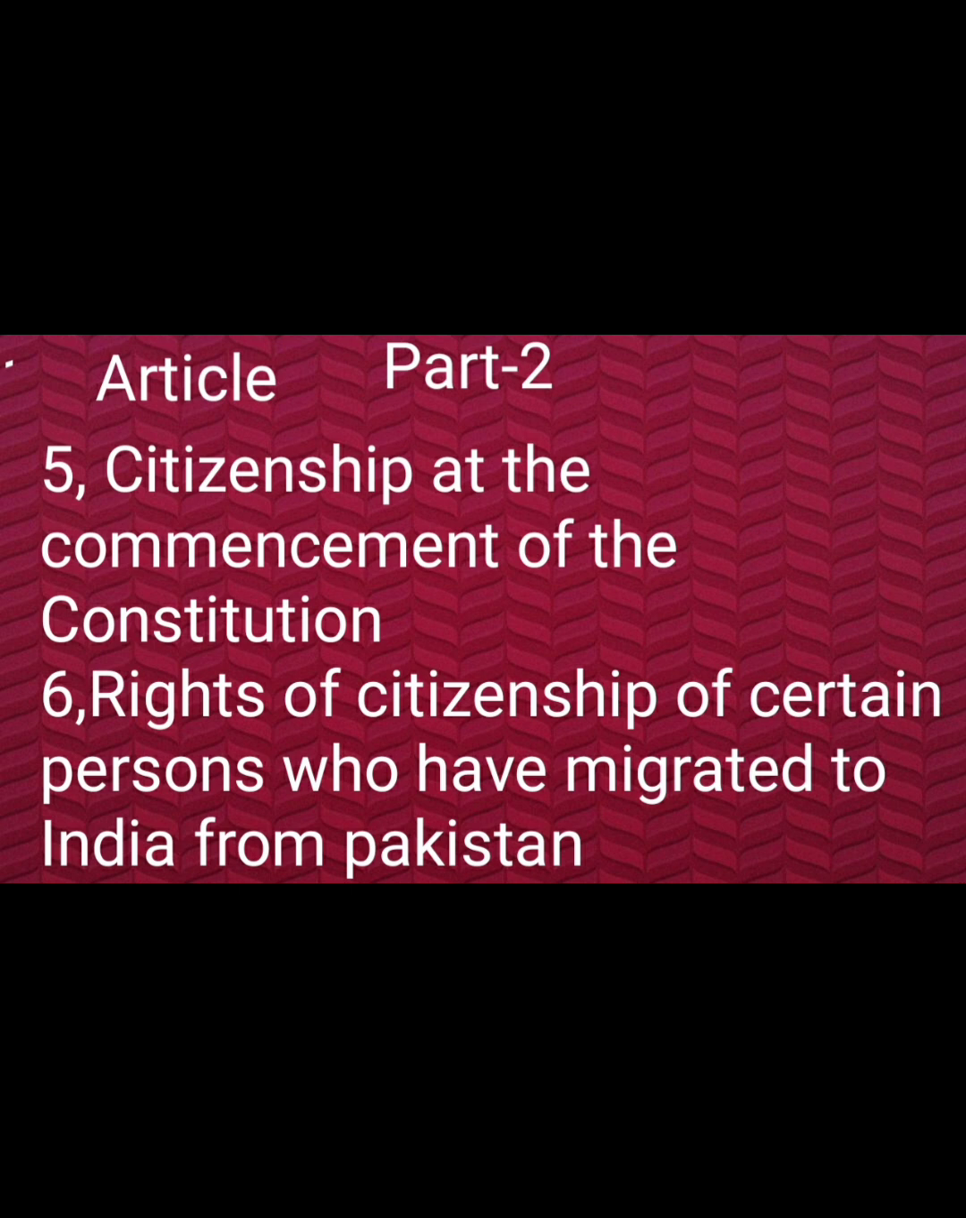Article 5. Citizenship at the commencement of the Constitution. At the commencement of this Constitution, every person who has his domicile in the territory of India and A. Who was born in the territory of India, or B. Either of whose parents was born in the territory of India, or C. Who has been ordinarily resident in the territory of India for not less than 5 years immediately preceding such commencement, shall be a citizen of India.